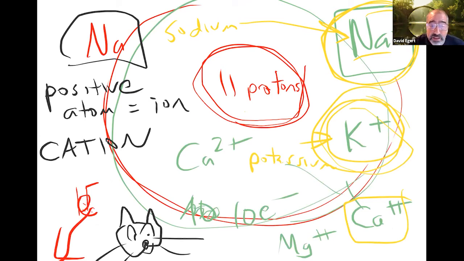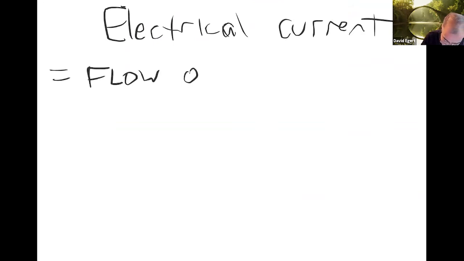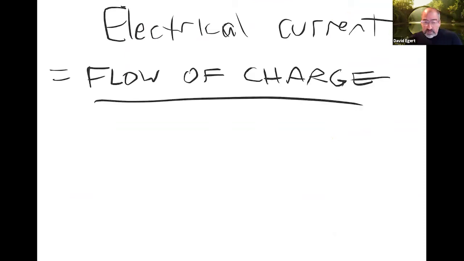But definitely ions are going to be at the core of all the electrical stuff. Let's talk about electrical current. Electrical current is just flow of charge. You've probably heard of amperes, milliamps. That's just how much charge is flowing.